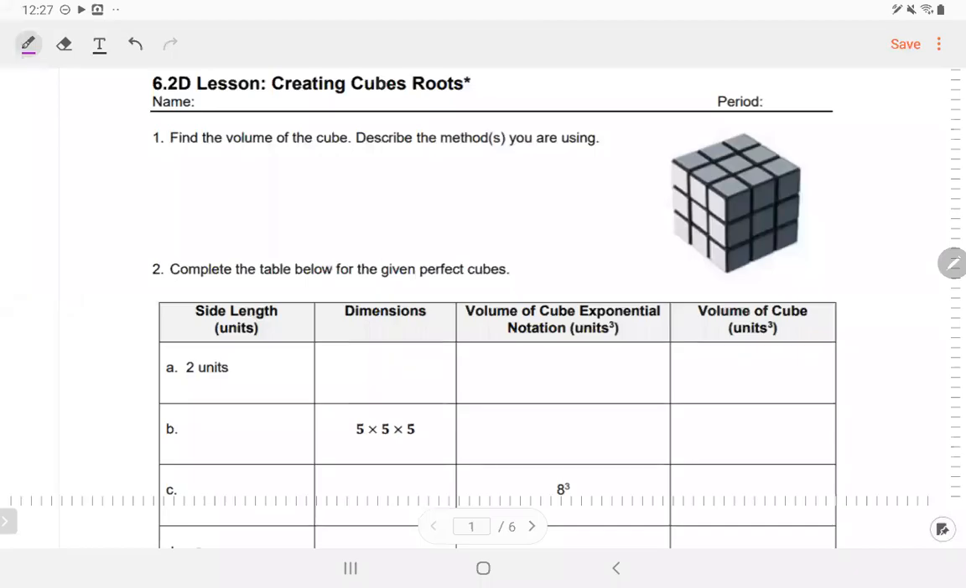Math B, we are on the 6.2D lesson, creating cubic roots. And we are starting off with question 1, find the volume of the cube.